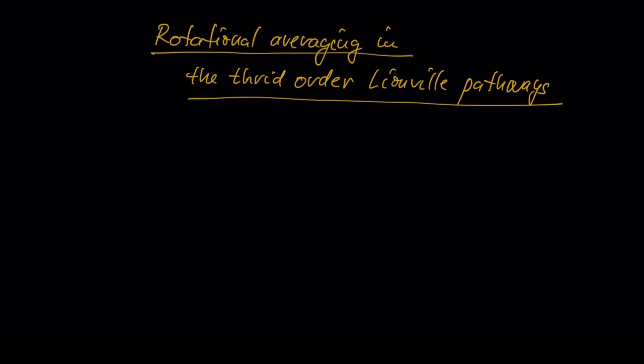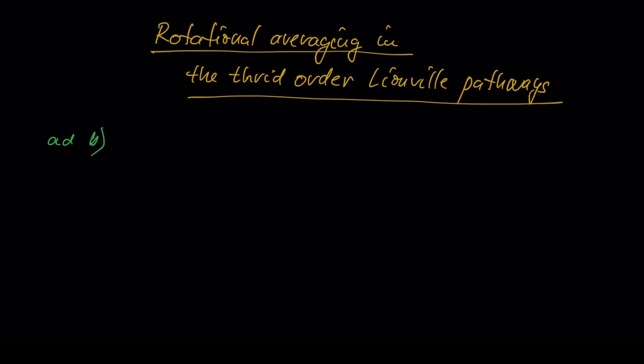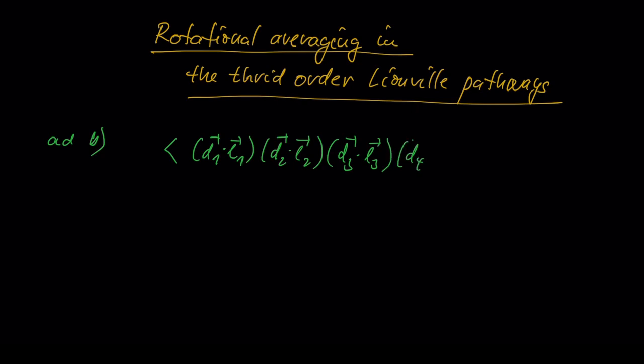And now we have a task which we denoted by the letter B from the last video, in which we should be averaging a product of four projections between transition dipole moments and polarizations of the fields. This is the issue that comes up in averaging the response corresponding to third order Liouville pathways. And so we ask ourselves, what is the average of this expression here?